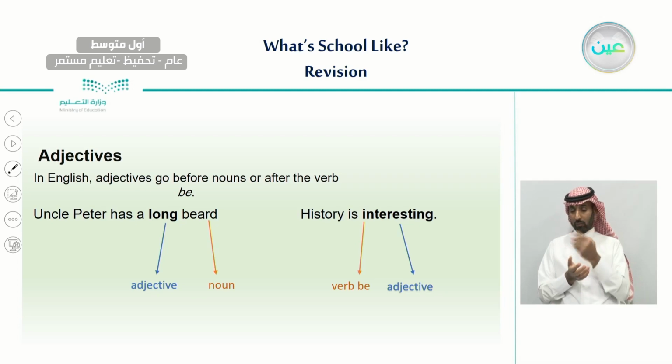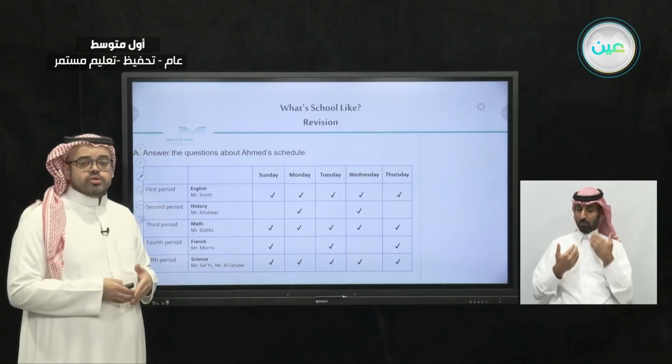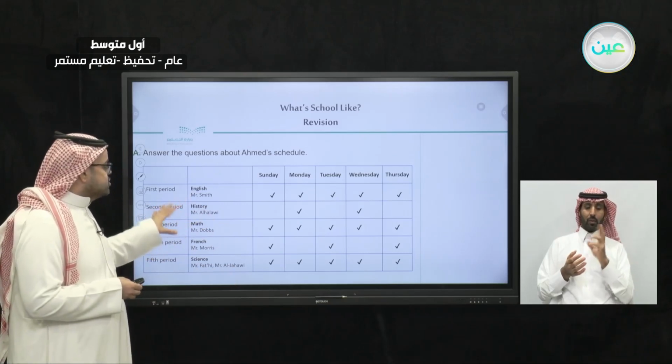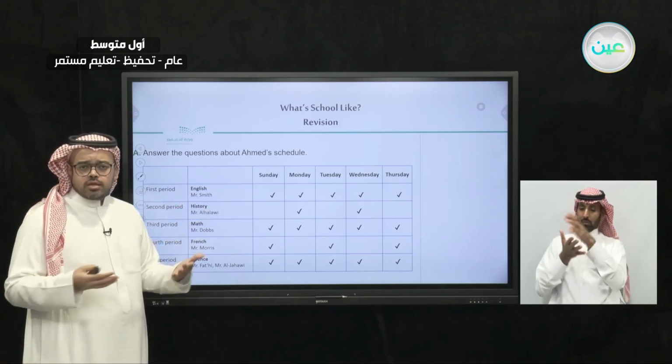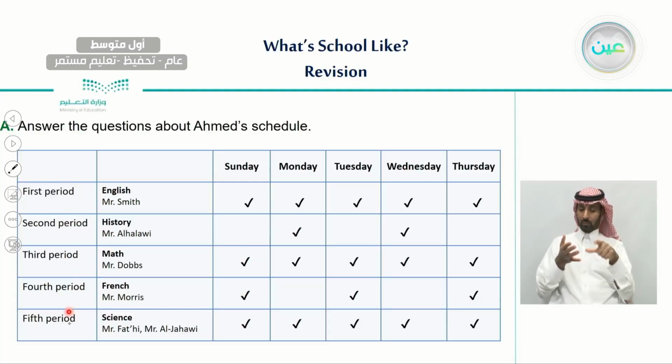And we gave many examples of this when we say, for example, math is challenging, English is easy, my friend is thin, and more examples of this. And we did a very interesting exercise when we said that we have Ahmed's table, and we made certain questions about Ahmed's table. So as you can see here, here are the classes, the periods, and here are the subjects with the teacher of each subject. And also here are the days, and those check marks mean whether he is going to study that subject on that day.